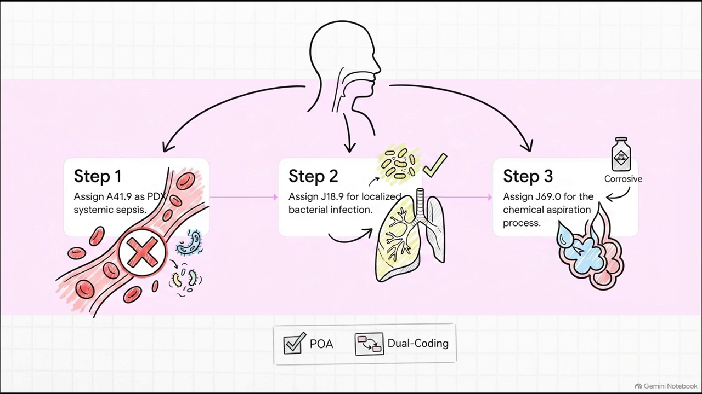Easy enough, right? But for the pneumonia itself, you have to remember that aspiration is a chemical effect, whereas sepsis requires an infectious process. Because of that distinction, you absolutely need both J18.9 to capture the infectious bacterial pneumonia and J69.0 to capture that chemical aspiration process. You need the whole shebang.